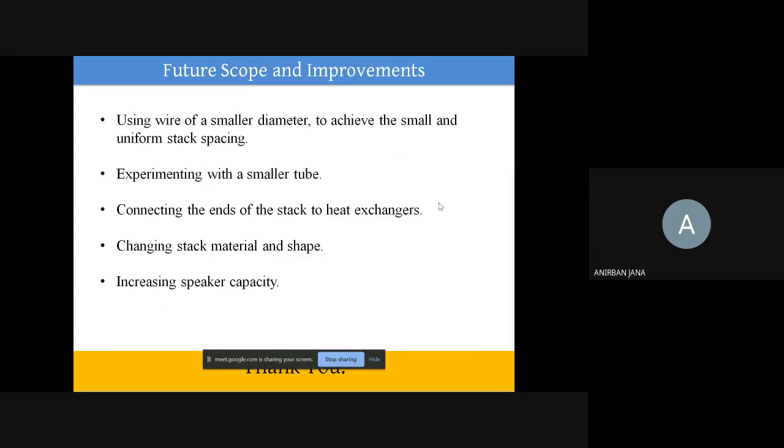So the future scope and improvements of the setup are using wires of smaller diameters to achieve small, uniform stack spacing, and experimenting with smaller tubes so that you can reduce the power and also the losses. Also using heat exchangers so that you can effectively take the heat away from the stack and not let it diffuse through the medium, and working with the stack material and shape, and also the speaker capacity. So that is our aim next.